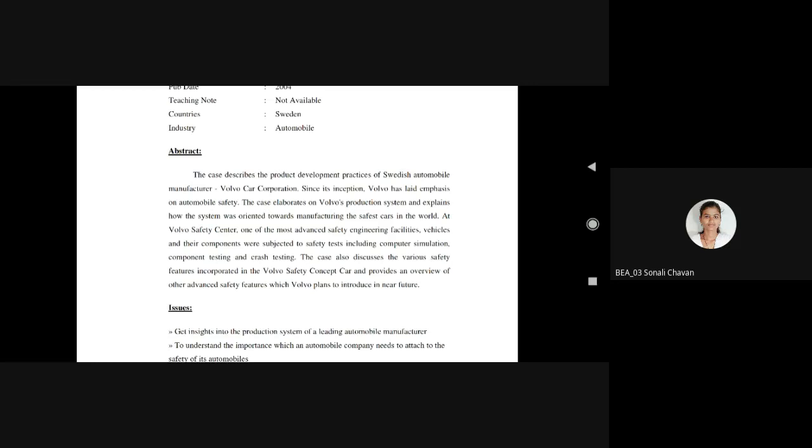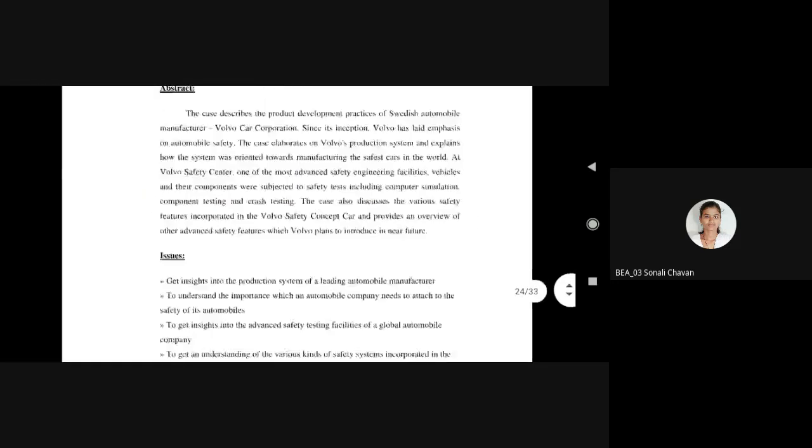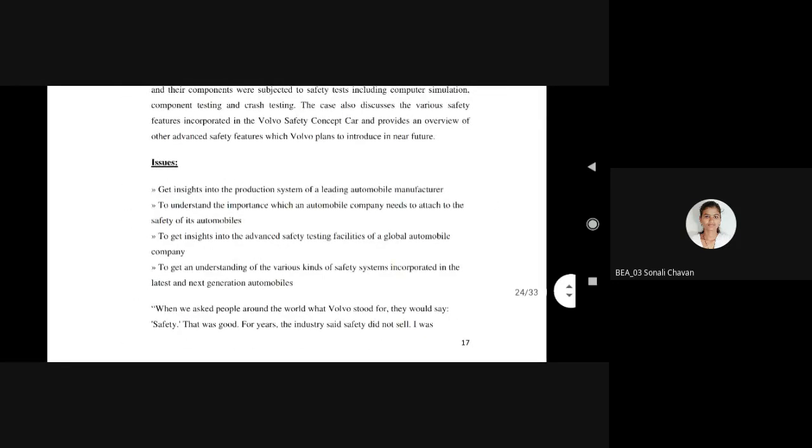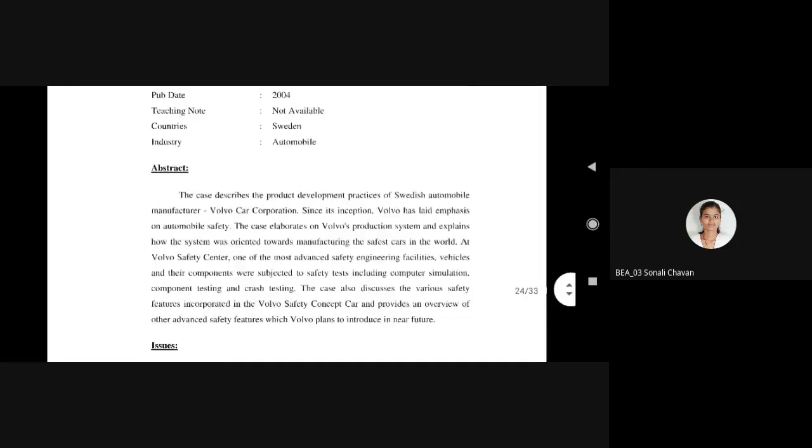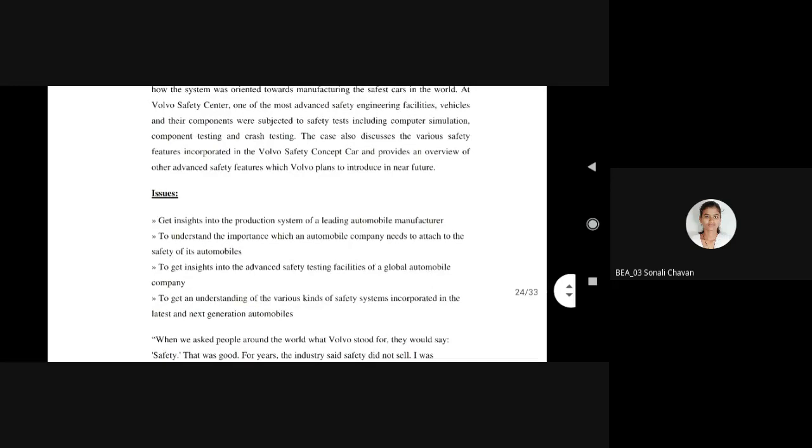So for that purpose this is the right way. Now some issues we got from there, that Volvo Car Corporation is there. So get insight into the production system of a leading automobile manufacturer. So these are important factors or issues we have to find out in that market survey.